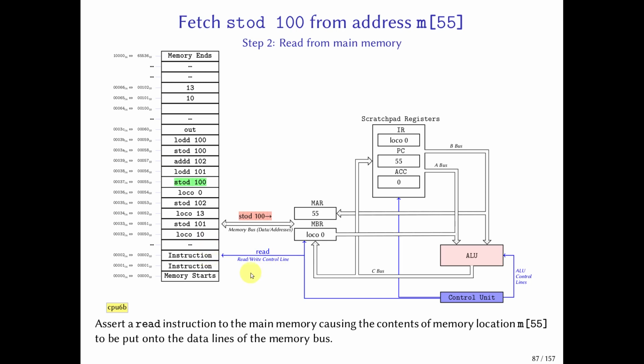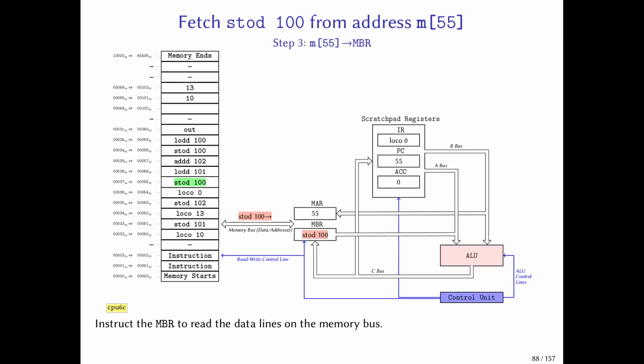The circuitry of the main memory reads the value that's in the memory address register, which is 55, and says, okay, I've been told to go to cell 55, read the contents of that cell and copy them out over the memory bus. So you can see there's the contents of cell 55 travelling towards the CPU, and then the CPU opens up its data pins and it copies the machine code instruction stod 100 into the memory buffer register.